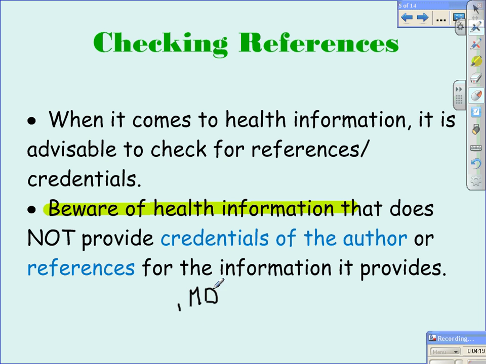Other types of credentials might include affiliations with who they work for. So for example, we might see the name of an organization after their name, such as the Canadian Cancer Society. Seeing that after an author's name tells me that they are a member of a professional association, and that gives me a little bit more faith and trust in the information that I'm reading.